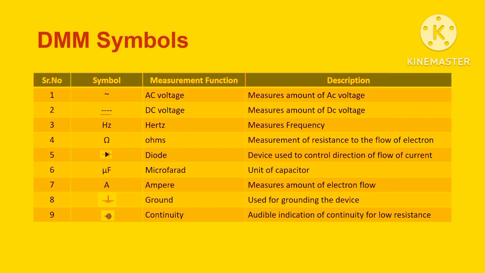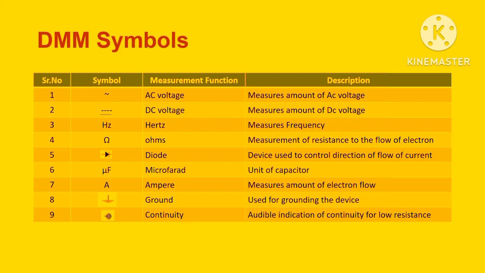Then next, the eighth symbol indicates the ground. It is generally used for grounding the device. As we know, there are 2 probes available for a digital multimeter: the first one is the red probe and the second one is the black probe. The black probe is compulsorily connected with the ground, while the red probe is connected with the function we are going to measure. It will be either AC voltage, DC voltage, values of resistance, the diode, or the remaining parameters. So the black probe of your digital multimeter is compulsorily connected with the ground potential.